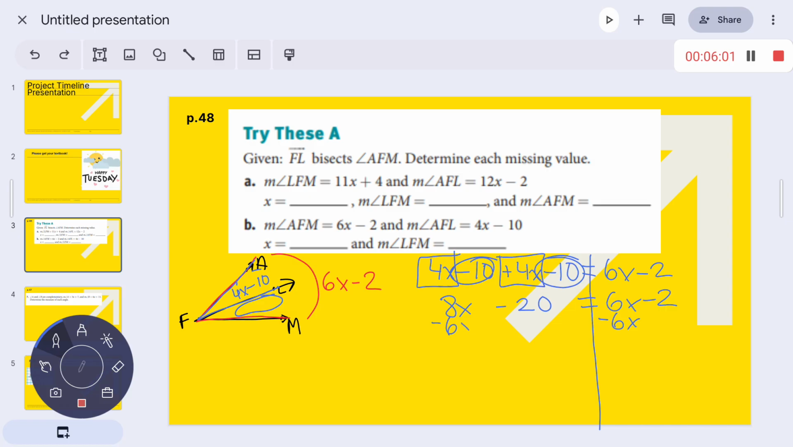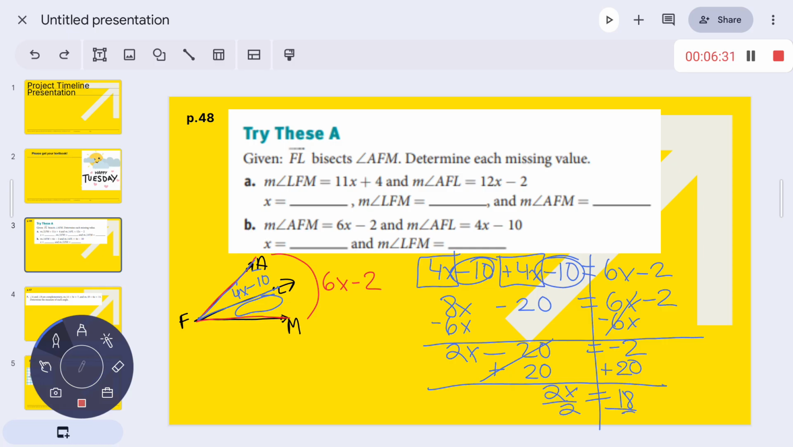This will give me a positive 2x minus 20 is equal to negative 2. Okay. And one reason I wanted to show you this is because I don't want anybody making silly mistakes here. Negative 2 plus 2. Hopefully we know that's going to be 18. Okay. And then I divide by 2, which I know y'all know that, and I'm going to get x is equal to 9.